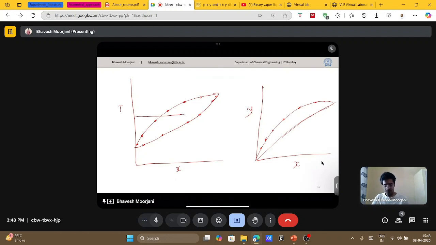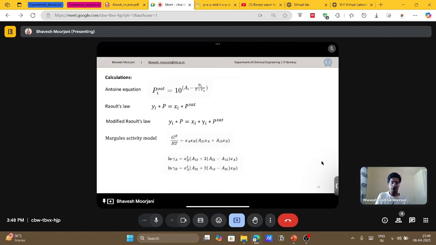So in that case, we have to use this experimental data to fit into some sort of a theoretical model so that we can compute the VLE data at other conditions. So for that we will rely on the theoretical models.